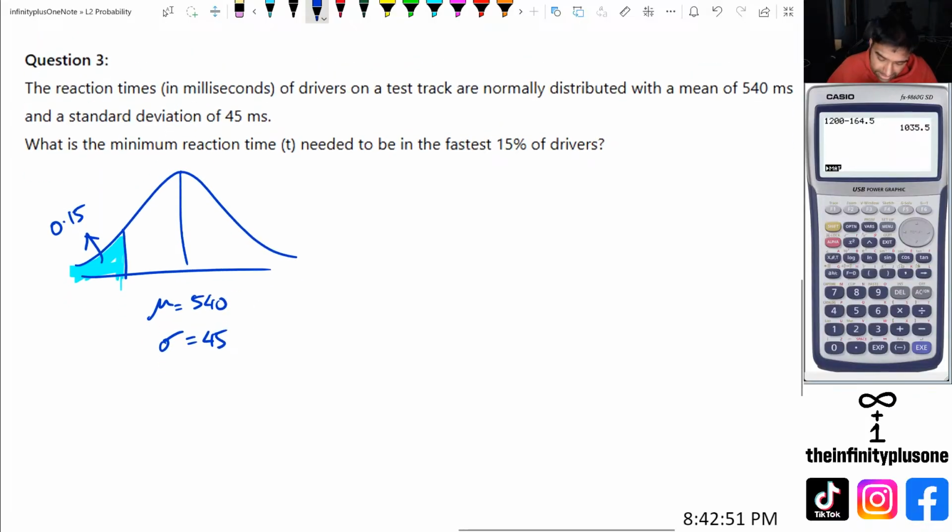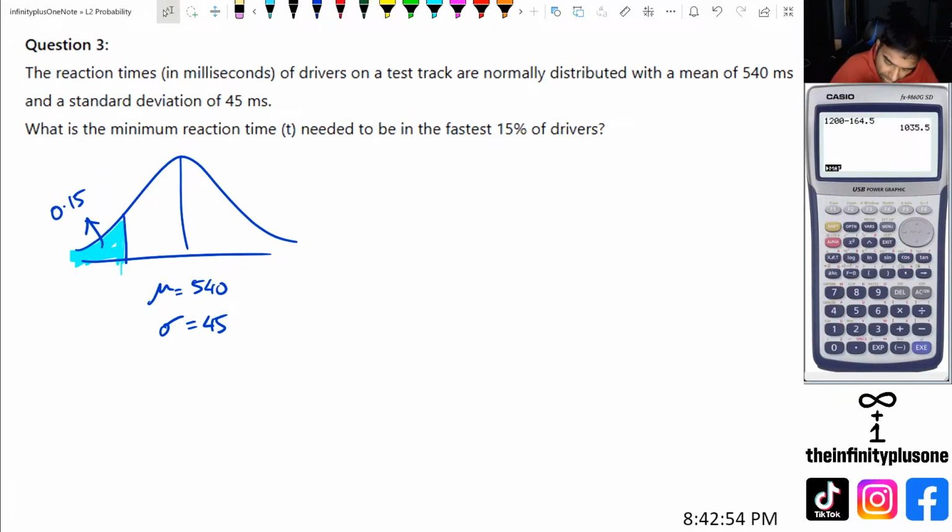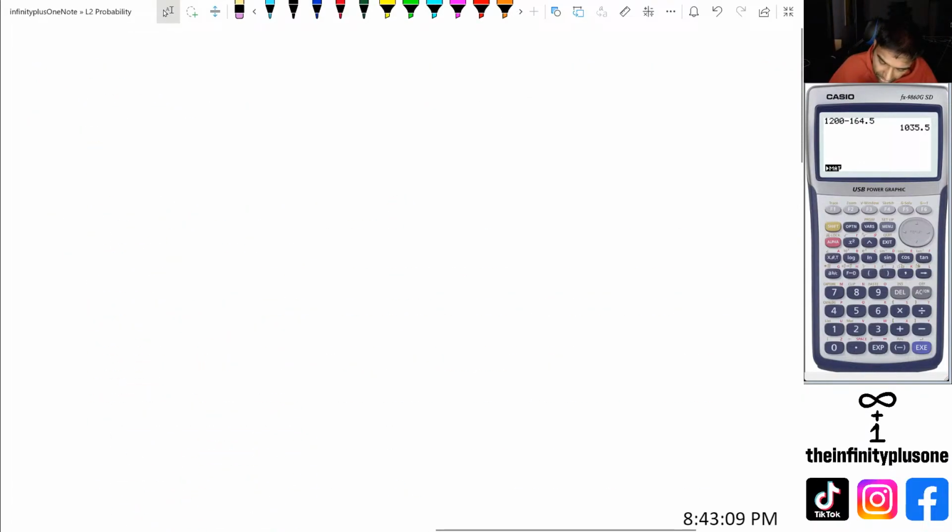So what I want to do next is look at the green area. I'm going to do this the long method first, which is going to be 0.35. So this is going to be Z1 and Z2. I'm going to go find what Z2 is, 0.35 first.